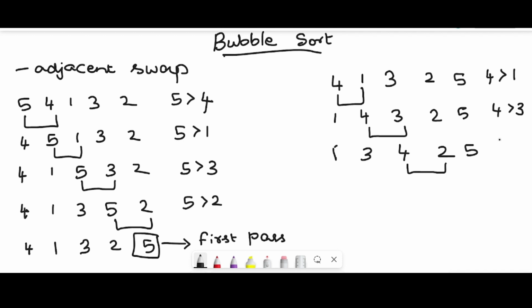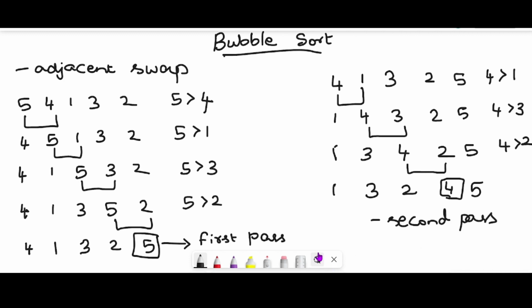Then compare 4 and 2. 4 is greater than 2, so perform swap. 1, 3, 2, 4, 5, and we reached the last before the element. There is no need of doing comparison with the last element because it is already sorted. If we look at the second last element, which is the second largest, up to this we complete the second pass.